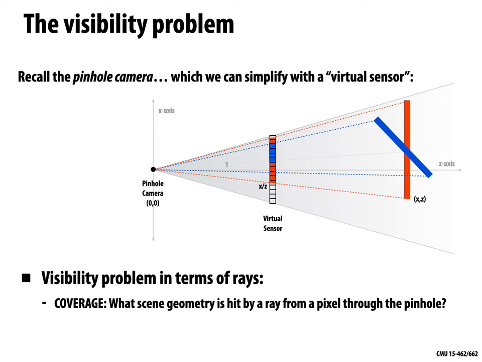The other question I could ask then is, well, okay, the ray might hit a lot of different triangles. Which one is hit first? That's the question of occlusion. Okay, hopefully those two concepts are clear. So the problem of triangle coverage is what we'll focus mostly on today.